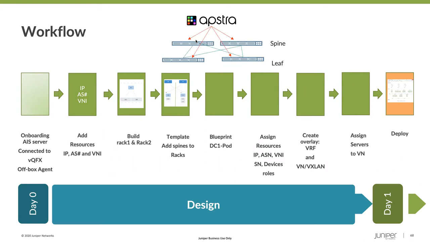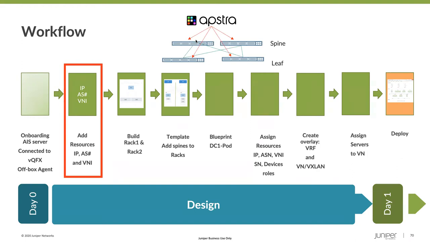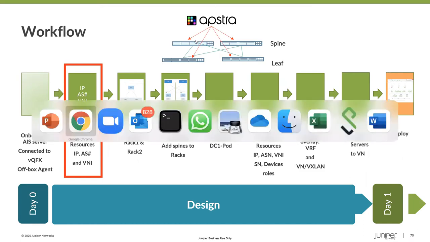In this case, I have already done the first one, which is onboarding. What that means is, if you remember, you need auto band management. So you connect your switches, in this case, over the auto band network, and then you get a basic setup of your boxes in order for you to be able to connect with NETCONF and SSH. That requires this off-box agent, which I will show you. And the next thing you need to do is add resources, which I will show. So I will show you step by step how you do this.